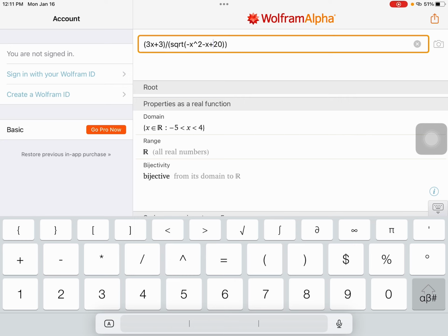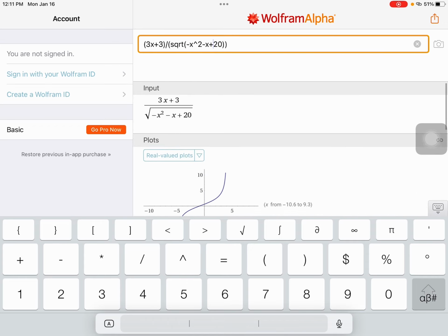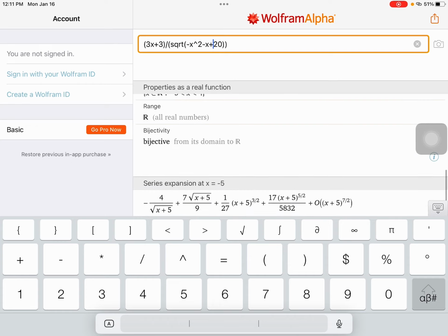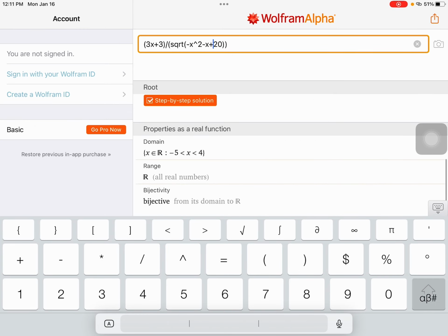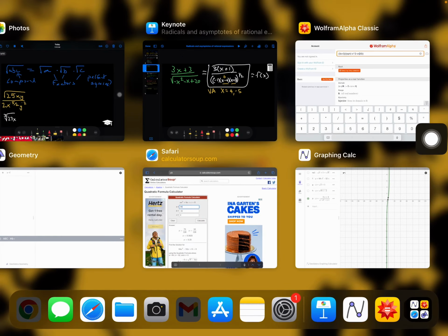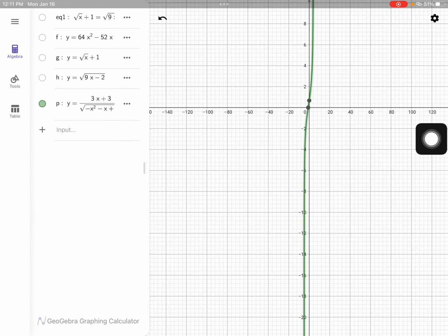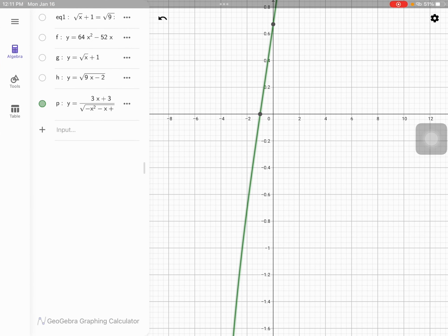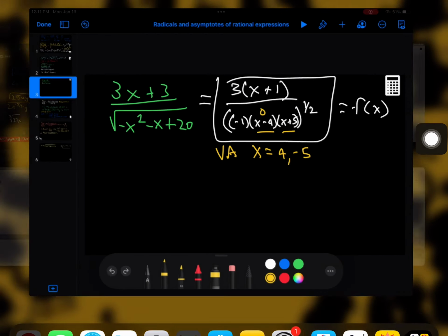X is all real numbers between negative 5 and 4. So it never actually gets to negative 5, it never actually gets to 4. It's all real numbers. It's continuous within there. Looking back at this graph, can we confirm? Yeah, it looks like it is extending only to negative 5 and 4 going upward. And so those were our two vertical asymptotes there.